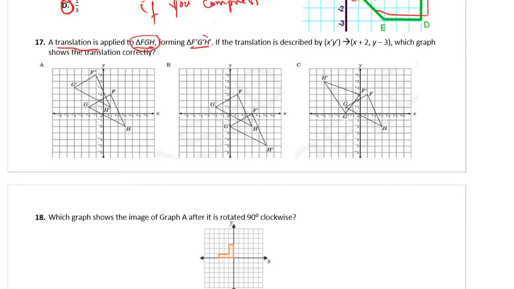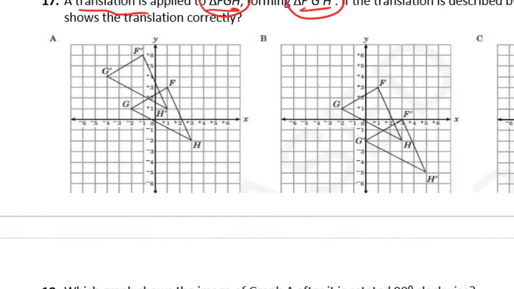Again, this is the original image. If you look at the description given to you for the translation, that means you're going 2 to the right and 3 down. 2 to the right and 3 down.